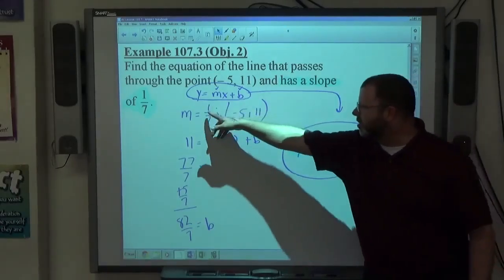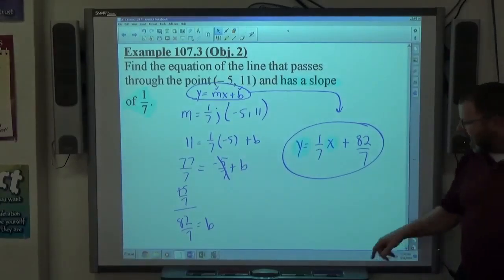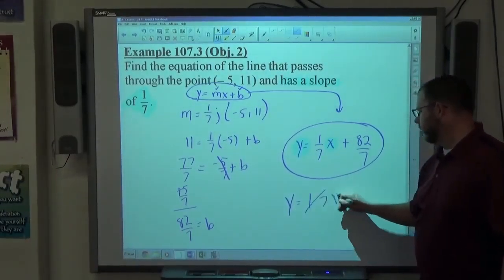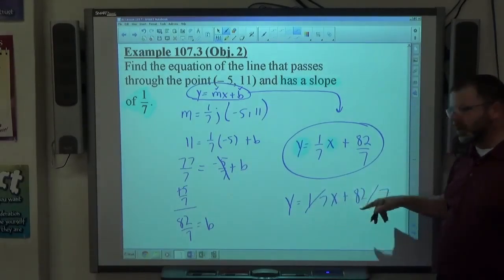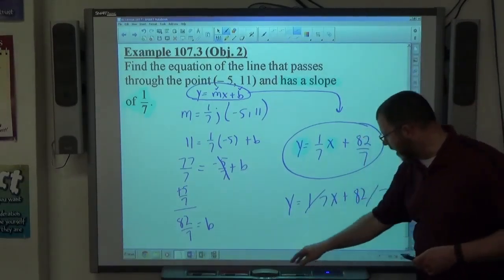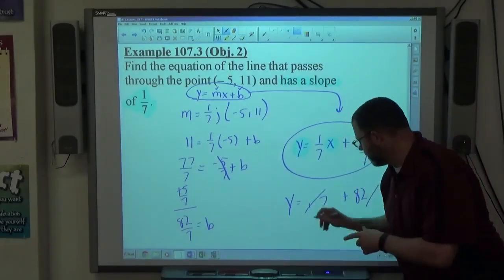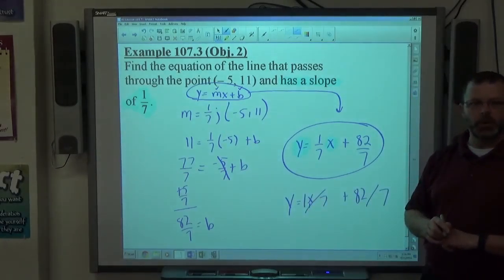Signs also, that's a positive 1/7. That's a positive 82 sevenths. Make sure you put plus. And I've seen people do this before, writing it like that. If I'm reading this, it looks like the x is on the bottom. It's not supposed to be. So if you want to write the fractions horizontally like that, make sure the x goes with the numerator if you want to do it that way.